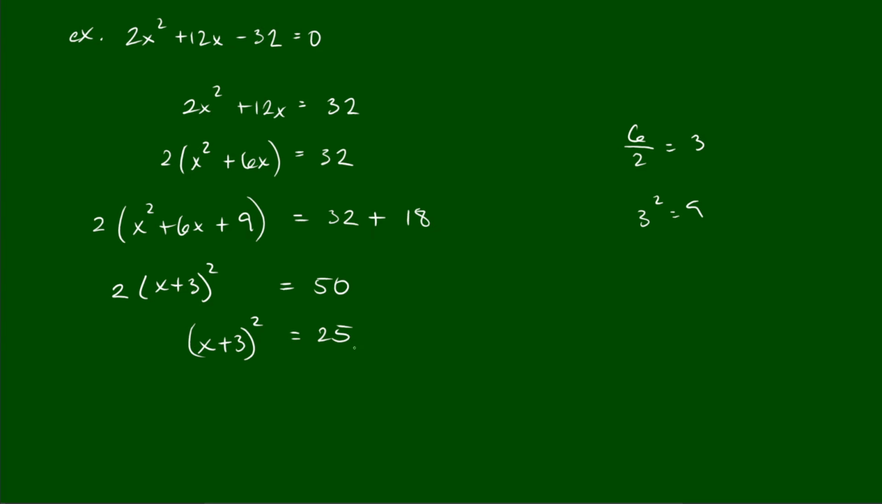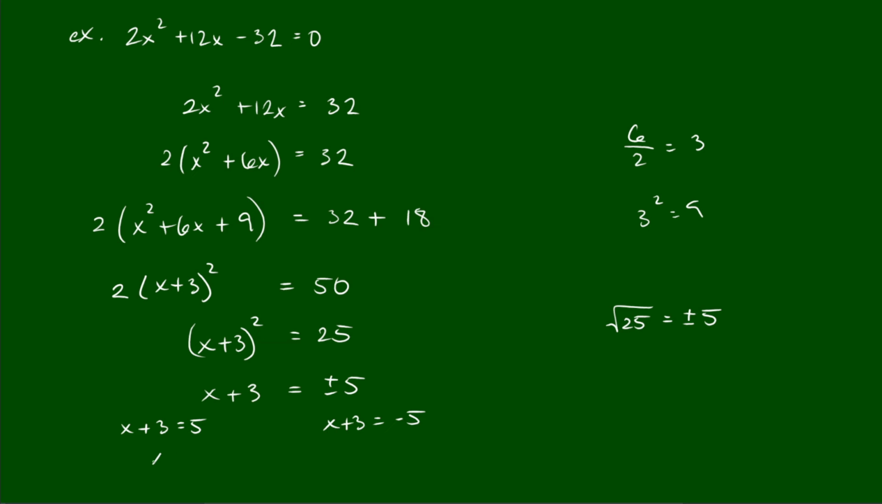Now you're just going to square root both sides. So you end up with x plus 3 equals, and when you take the square root of 25, you already know that's going to equal 5. But you also know that negative 5 times negative 5 is also 25. So in reality, you have two answers for the square root of 25 that you're going to consider: positive 5 and negative 5. So you have two cases: x plus 3 equals 5, and x plus 3 equals negative 5.